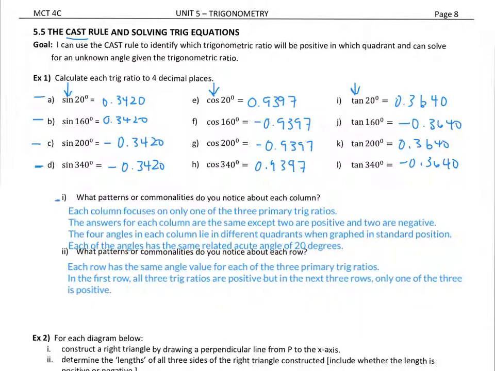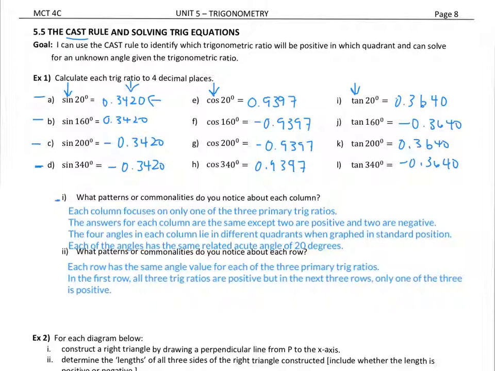In the row, they're all in the same quadrant. Each of the angles has the same related acute angle of 20 degrees. The first one is a 20 degree related acute angle. For 160 degrees, it takes 20 extra degrees to get to 180. 200 degrees is 20 degrees off of the x-axis, below the x-axis. And 340 degrees is 20 degrees below 360 degrees. That's a key factor in why the trig ratios all ended up being the same value, although some are positive and some are negative. If I take the sine of the related acute angle, I will always get this value here, the sine of 20 degrees.